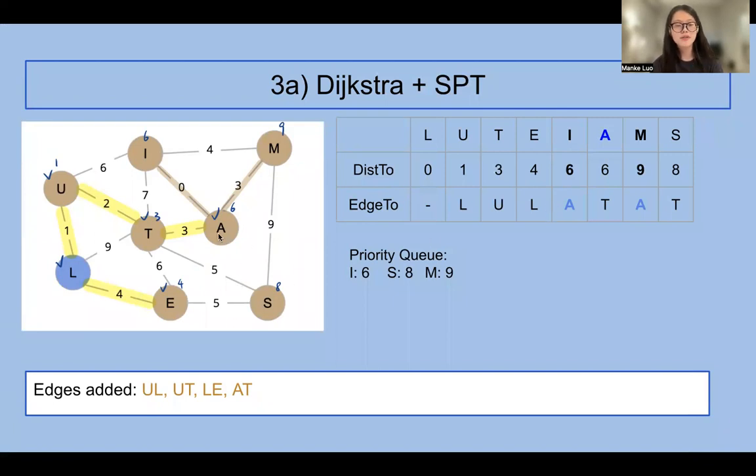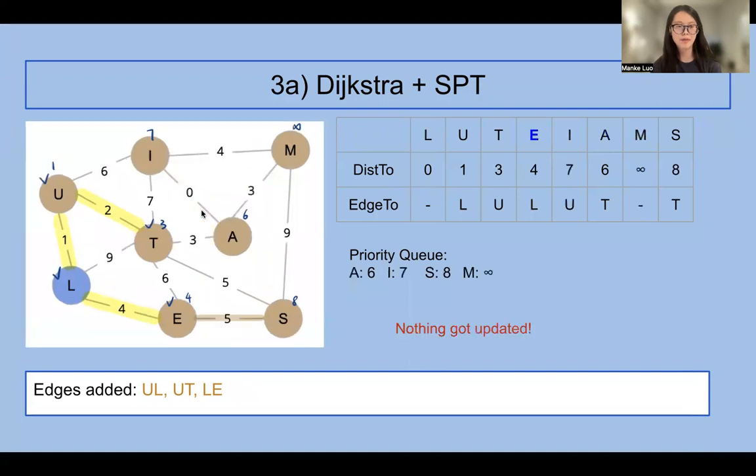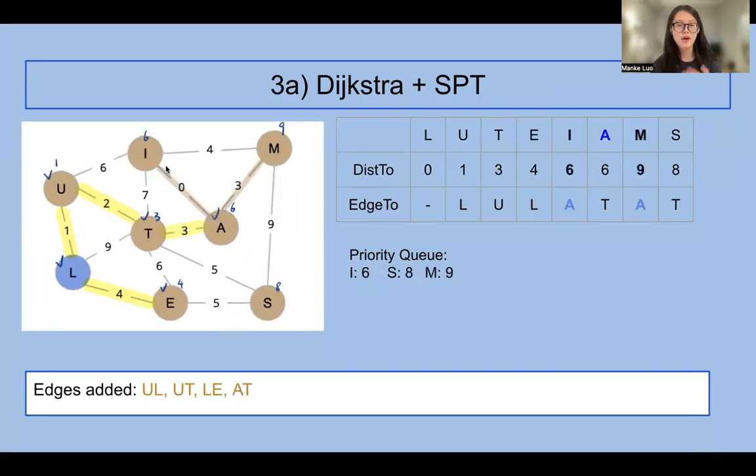The reason for that is from A to I, this is a shorter path that we just found, which has a total distance of 6, and 6 was better than what we had before, which is 7. And so I updated the value for I, and updated the edge-to value as well. And then for M, the new priority calculated was 9, and 9 was better than infinity. And so I updated it for M as well.